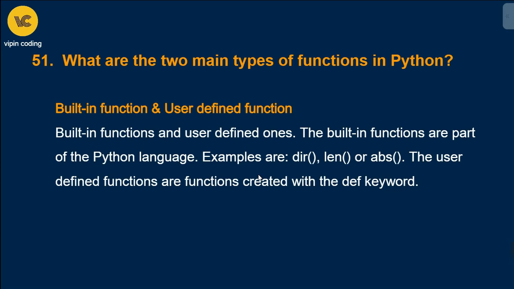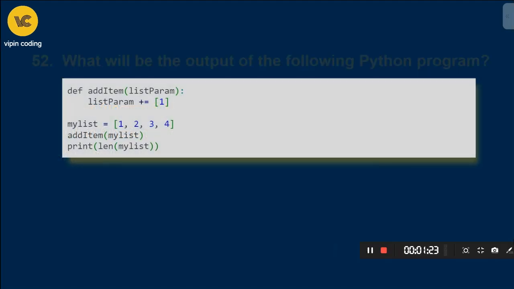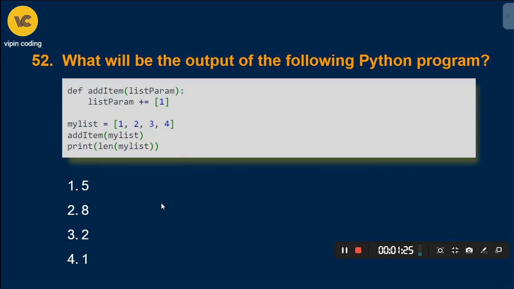Built-in functions and user-defined functions. The built-in functions are part of the Python language, for example dir, len, or abs. The user-defined functions are functions created with the define keyword, the def keyword. Right?